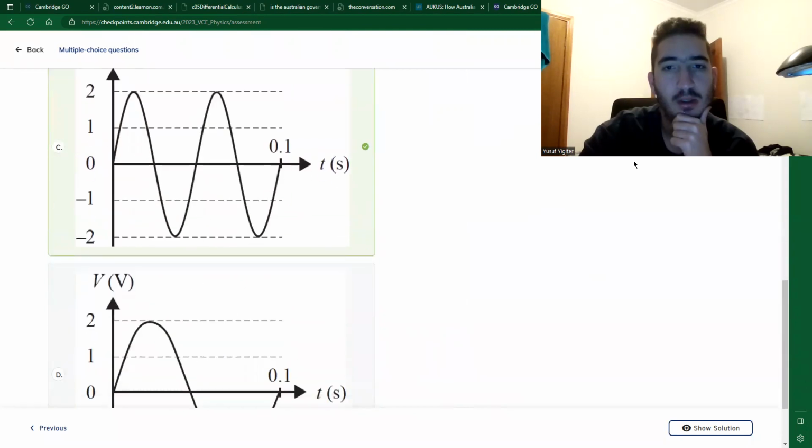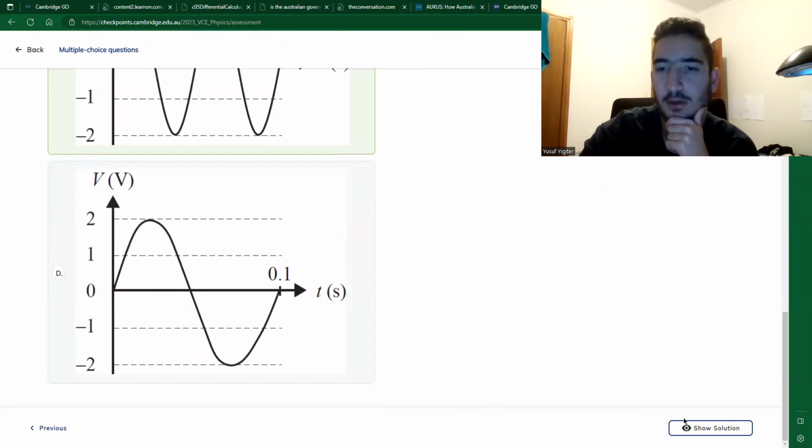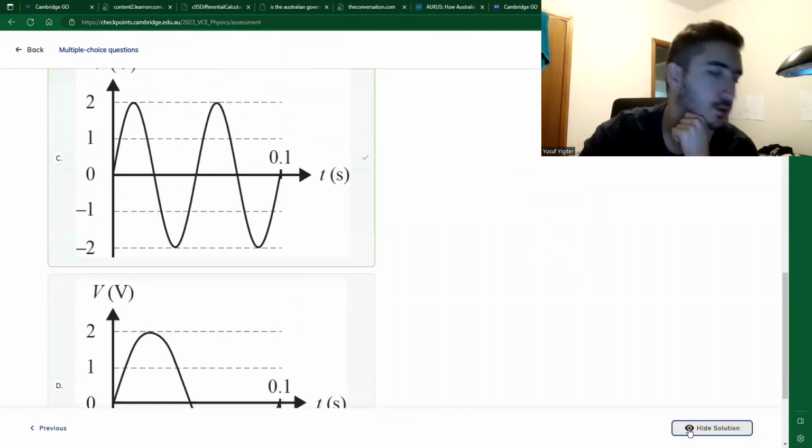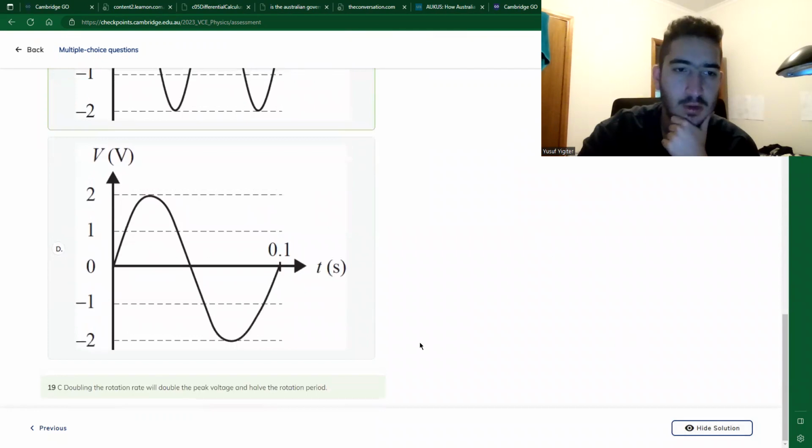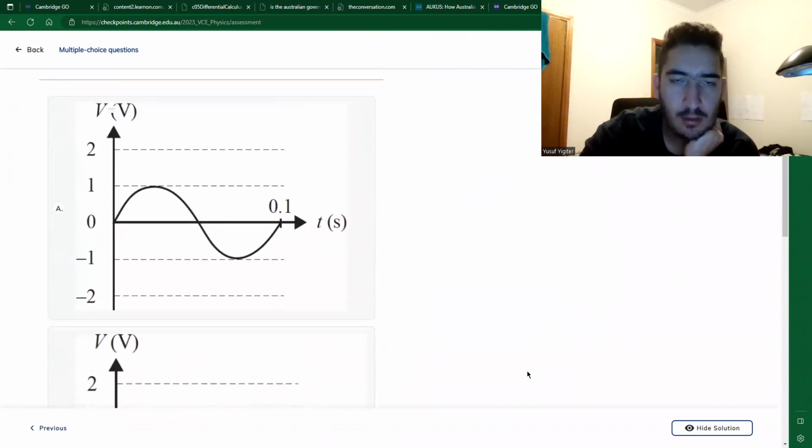Yeah, that's the correct answer, man. Oh yeah, got it right. Doubling the rotation rate will double the peak voltage and halve the rotation period. Hmm. Well, that was surprising.